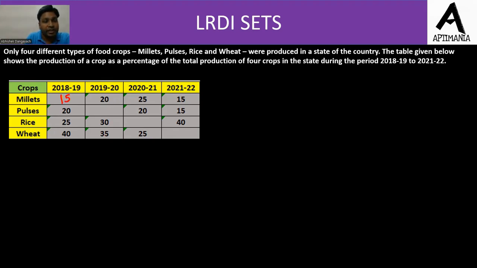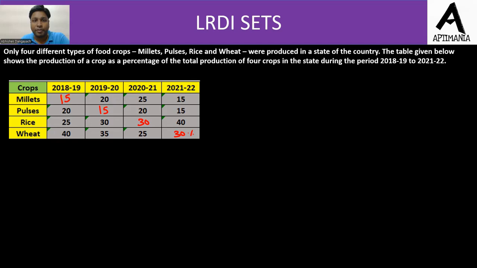Similarly, this is 20, 30, and 35. That makes it how much? 85. So again, this must be 15. This is 25, 20, and 25, which is 70. So this must be 30%. Or ye bhi 70. So this must be 30%. Right? All these values are in percentage, first of all.